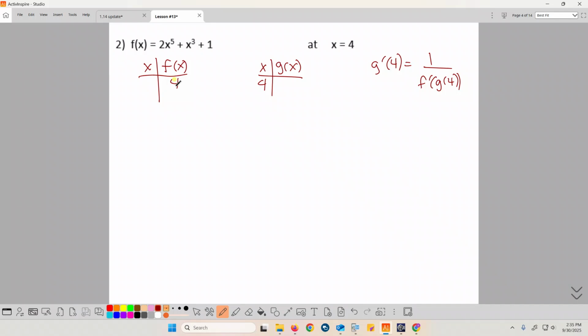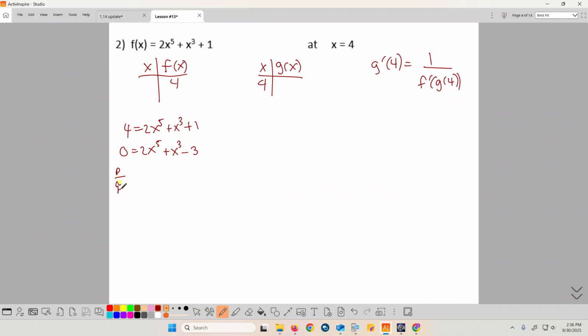All right, so let's do it. If that's the output for the f of x function, I'm going to replace that f of x for 4. So 4 equals 2x to the 5th plus x cubed plus 1. All right, so minus 4 on both sides. And we get, let's see, 0 equals 2x to the 5th plus x cubed. Minus 4 is minus 3 over here. Ooh, and we got to do this again, right?